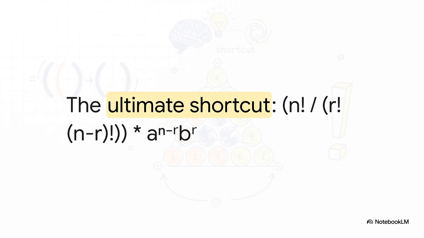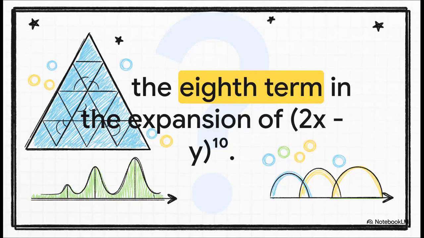That first chunk with the factorials, that's what calculates the exact coefficient from Pascal's triangle. The rest is just the same power pattern we've been using all along. This is the ultimate shortcut. All right, let's put this new superpower to the test. Let's find the 8th term in the expansion of 2x minus y to the 10th power. Now think about that. Manually multiplying this out 10 times, it would take forever. And just to find one little term somewhere in the middle, forget it.